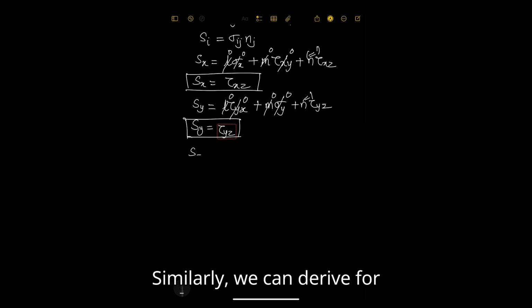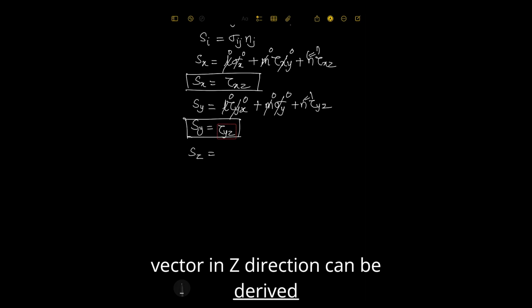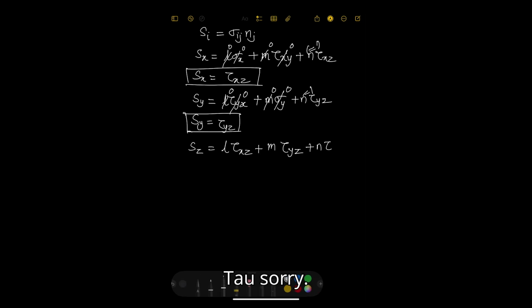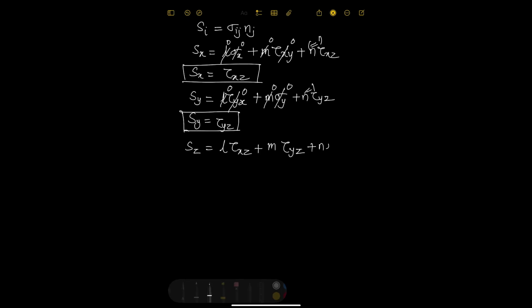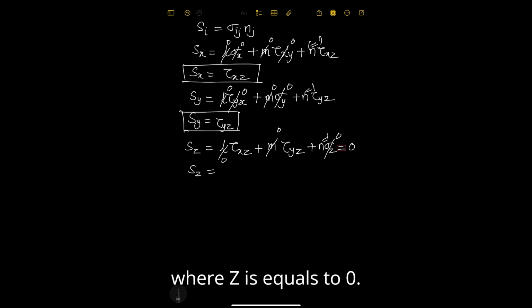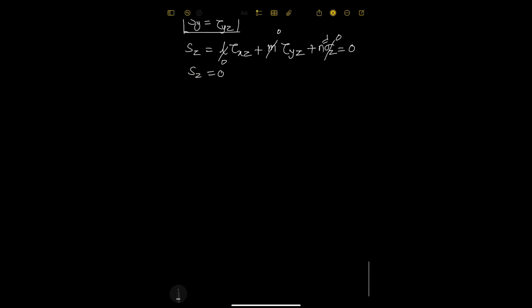Similarly, we can derive the traction in the z direction. The stress vector in the z direction can be derived from l tau xz plus m tau yz plus n sigma z, which is equal to 0. So the first two terms are 0, and n equals 1, but sigma z is 0. So here Sz is equal to 0.